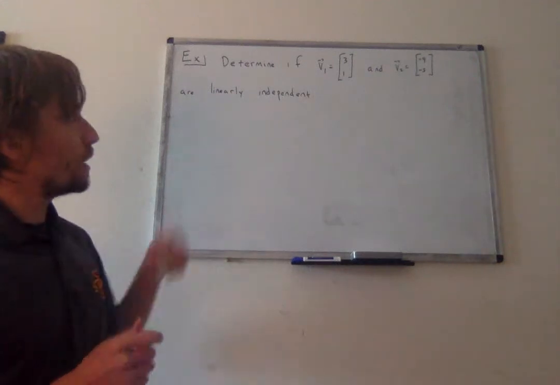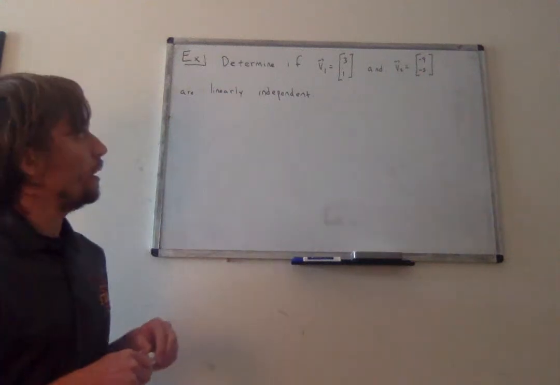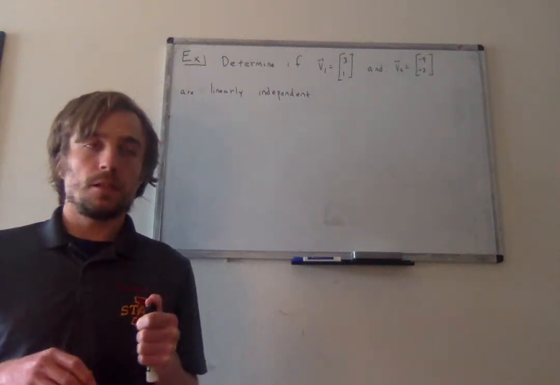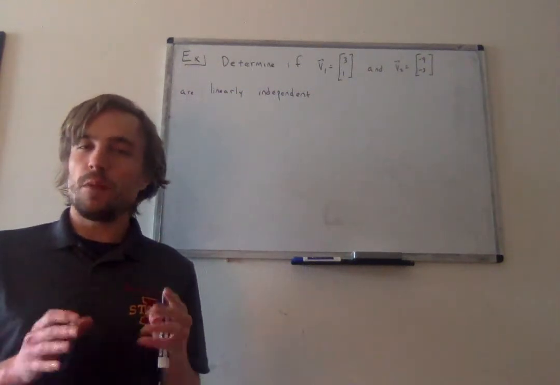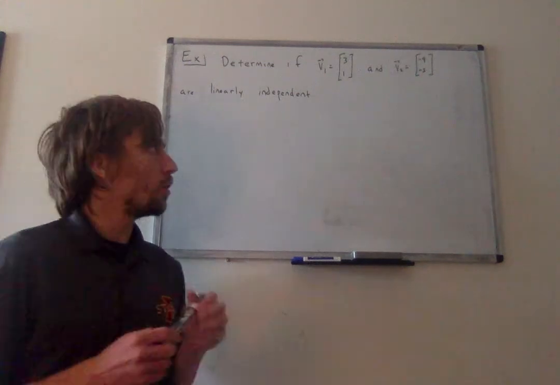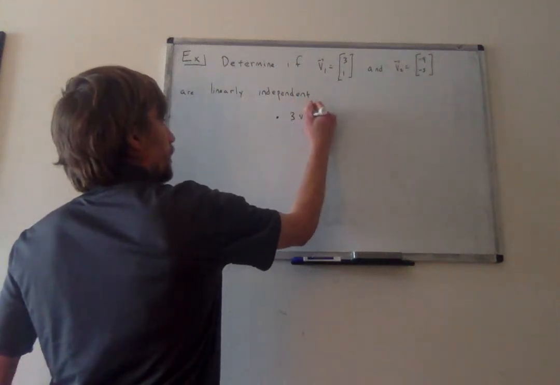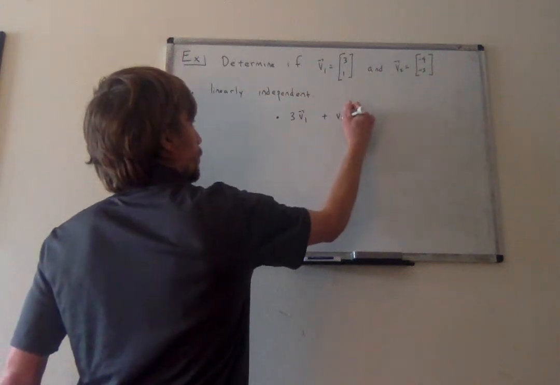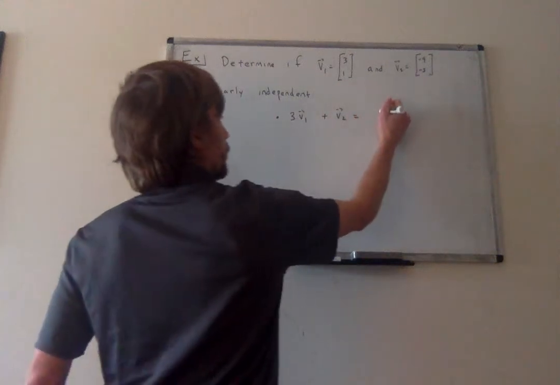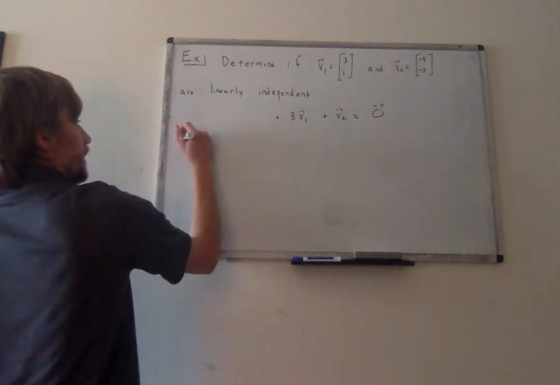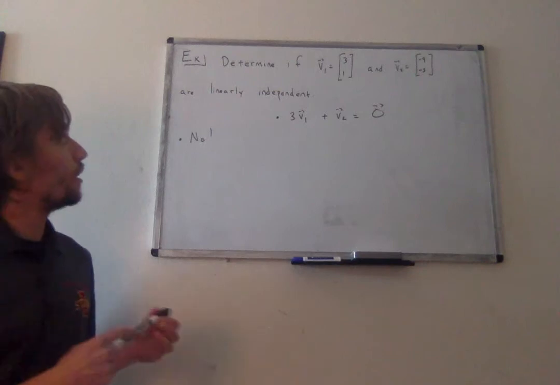So first things first, I want to start off with this example where we're given two vectors in R2, and we want to know if they are linearly independent. Generally this problem with two vectors is not horrible because there's not much that can really happen with two vectors. Notice if I were to do 3v1 plus v2, well, 3 times v1 is the vector 9, 3. v2 is the vector negative 9, 3. And so I get that. And so the answer very quickly is no. They are linearly dependent.